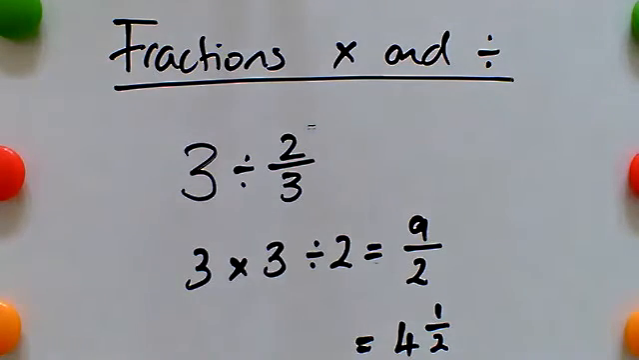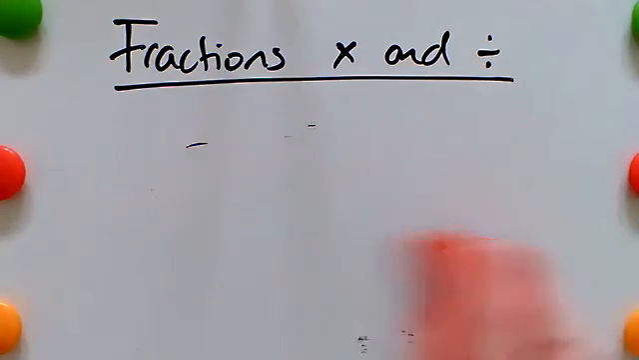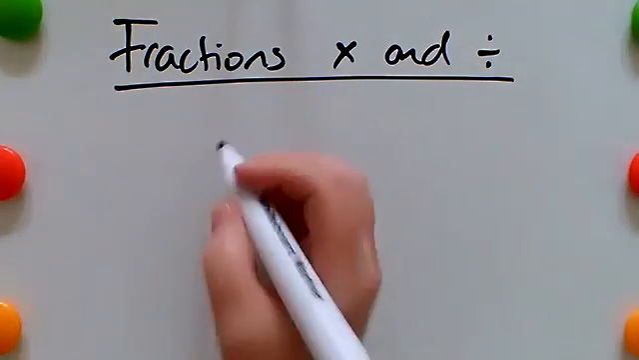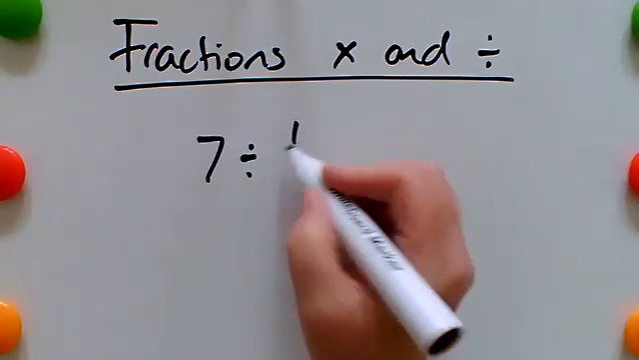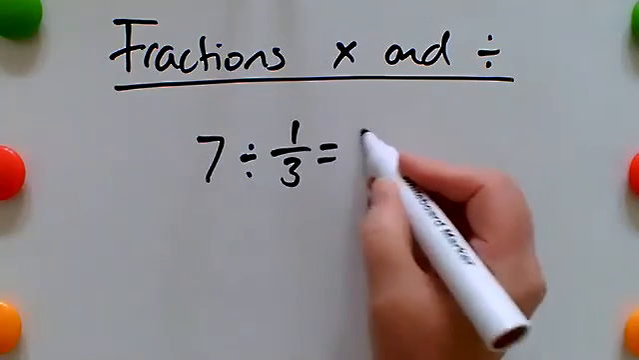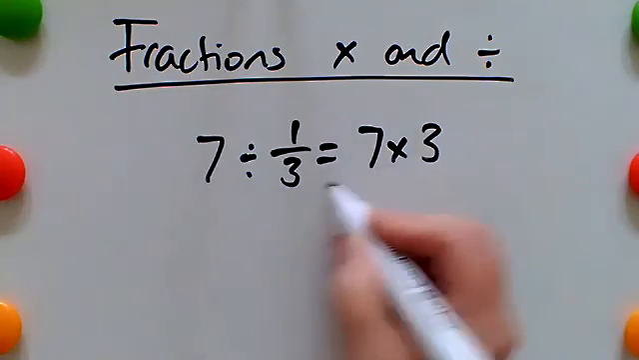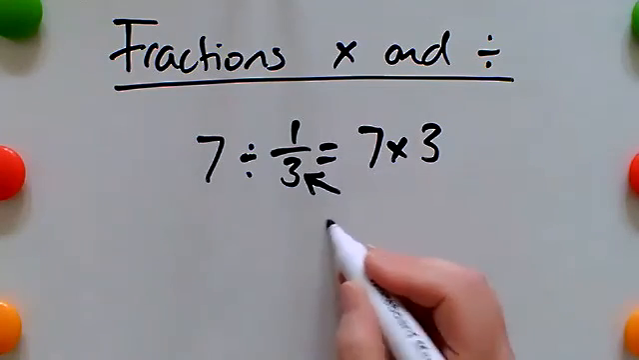Okay, so division, a little bit more complicated than multiplication, but I think for the purpose of 11 plus, you probably won't need to go this far. Probably be fine just to know that if you've got 7 divided by 1/3, that is equivalent to 7 times 3. And that's where we're getting that multiplier from.